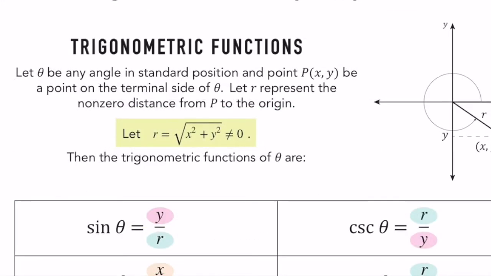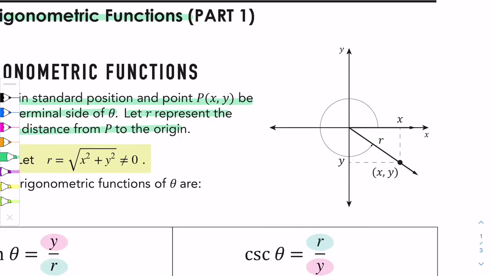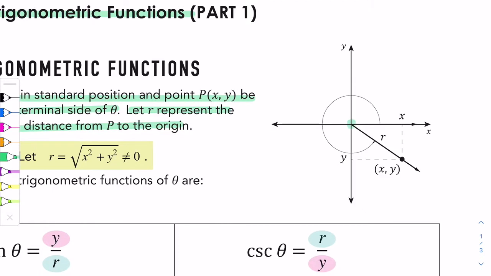To begin, trig functions. So I'm referencing this graph over here when I go through this description. It says, let theta be any angle in standard position and point P at x comma y be a point on the terminal side of theta. Let R represent the non-zero distance from P to the origin. So here is R. It starts at the origin. It's the length to this point. And we previously labeled this point as point P.